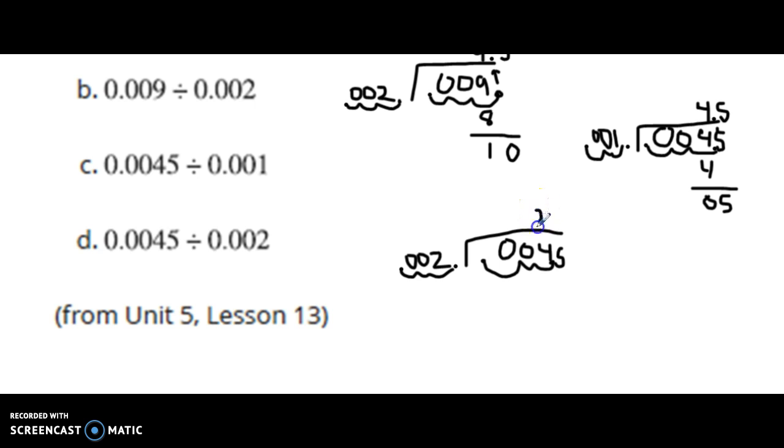2 goes into 4 2 times. 2 times 2 is 4. I'm left with 0. Drop my 5 down. 2 goes into 5 2 times. 2 times 2 is 4. Have 1 left over. Drop my 0 down. 2 goes into 10 5 times. Make sure to slide my decimal up. So I'm left with 2.25.